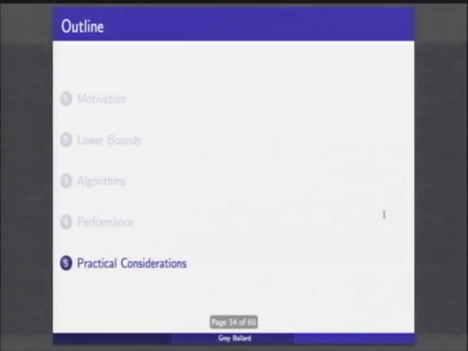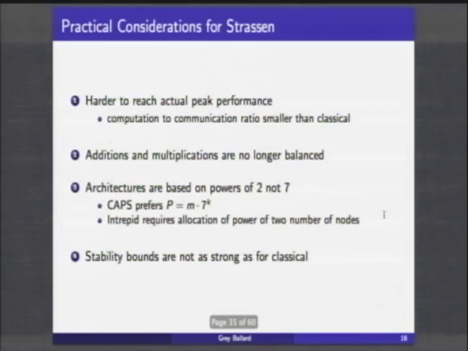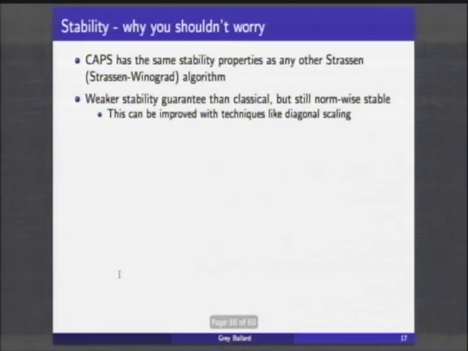Okay, so let me go on briefly to practical considerations, and in the interest of time, I want to focus on this last bullet. So a lot of people are worried about Strassen's algorithm. They feel like it's an unstable algorithm, and I can't run it because the errors will be catastrophic. So I want to try to convince you that it's a fair claim, but you shouldn't worry so much.